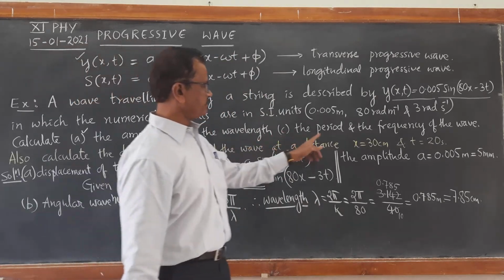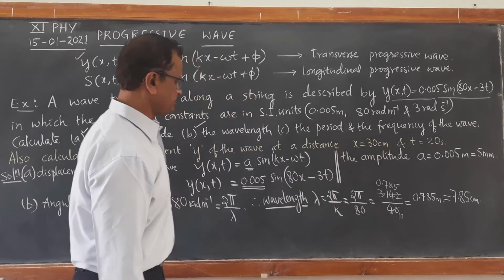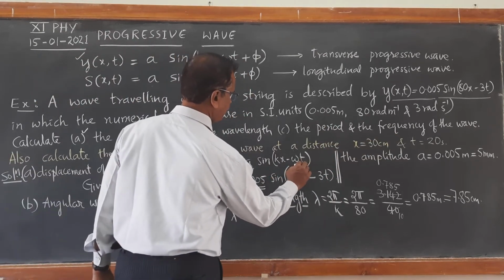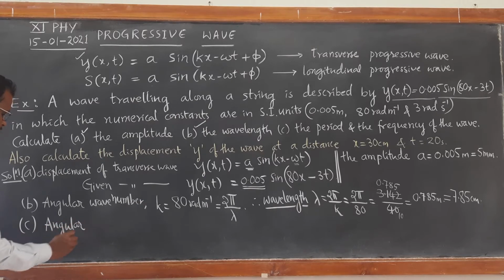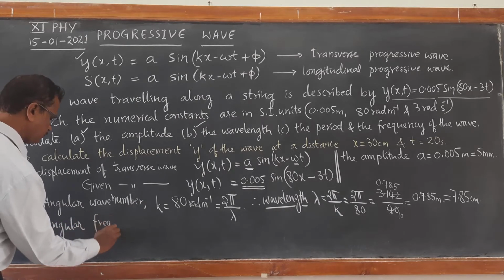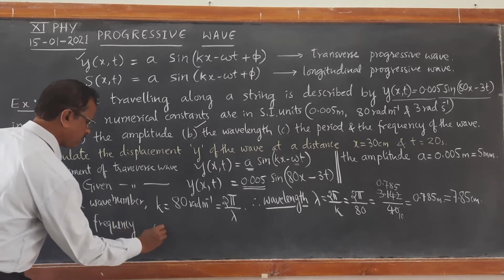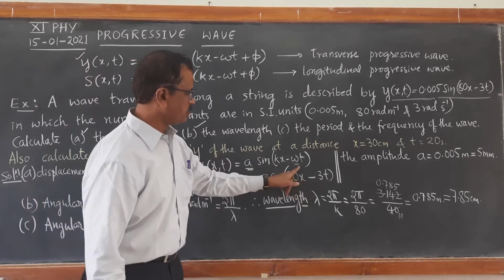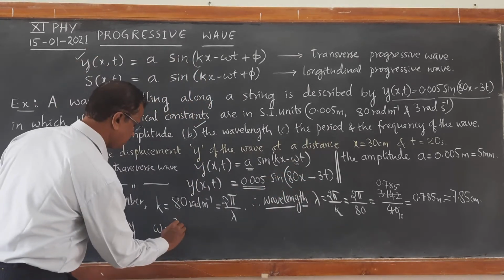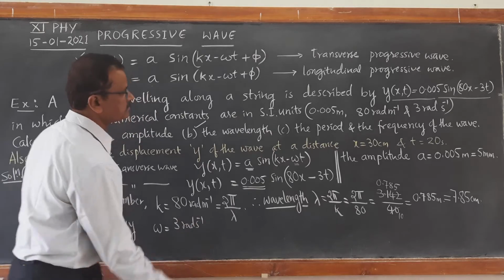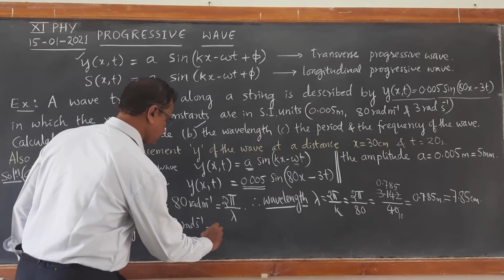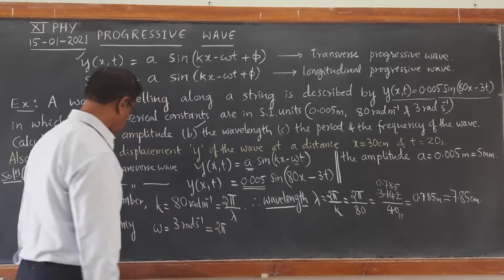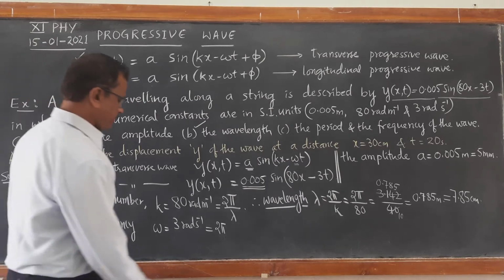A and B are over. Now the period and frequency of the wave. Period can be obtained from angular frequency. See, angular frequency from the given equation. By comparison, omega is equal to 3 radian per second. That is given, in SI units. And we know omega is also equal to 2 pi by T.